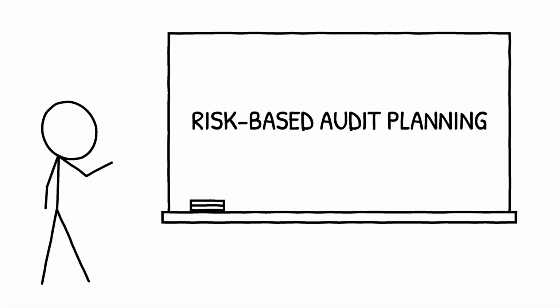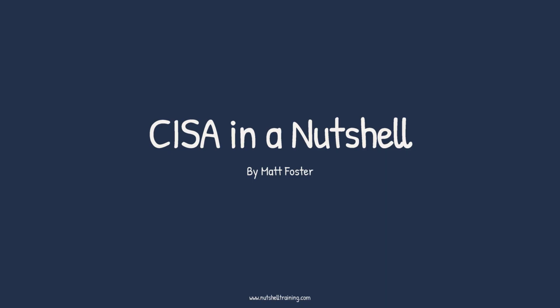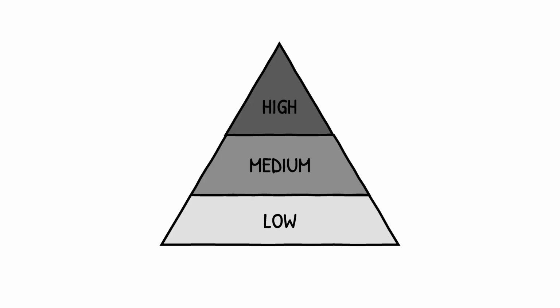I've mentioned risk-based audit planning a few times already, but in this video, I'll explain what it actually means, why it matters, and how we use it to decide what to audit first. Risk-based audit planning is about planning our audits based on risk so that we can focus our resources on the areas which pose the greatest risk instead of wasting time on the lower risk areas.